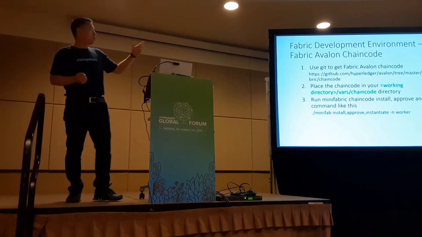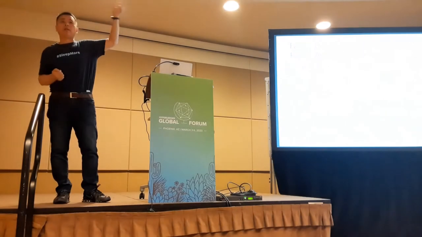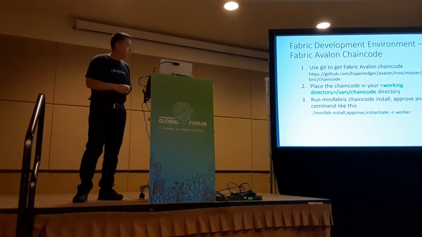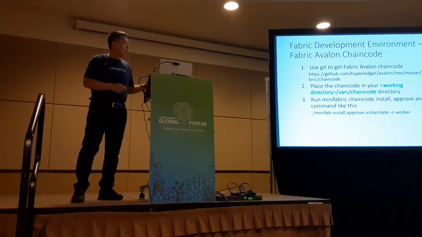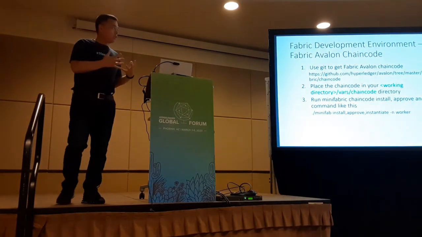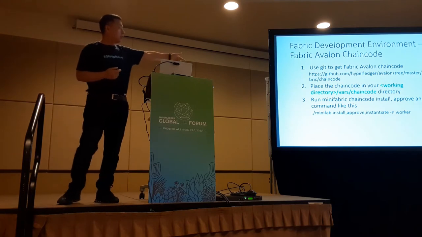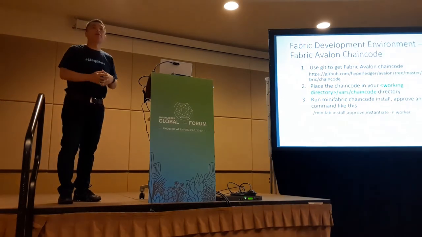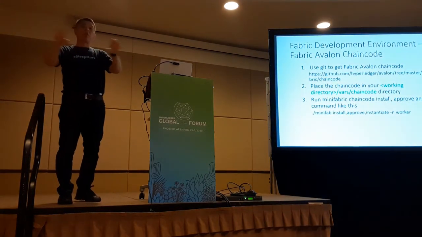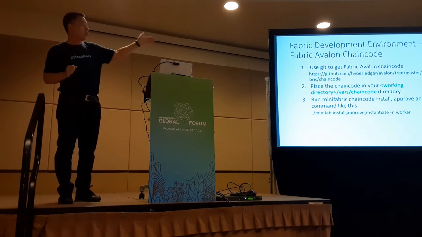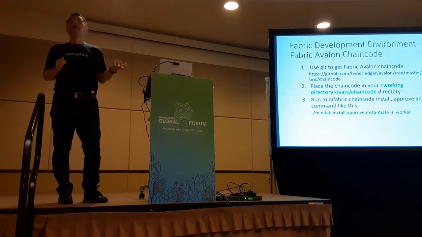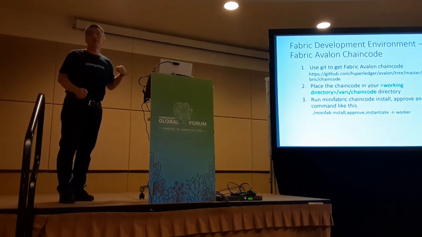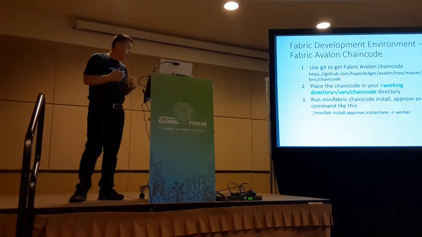The next step is to install the chain code. Those chain codes are publicly available on GitHub. You can get them from these links. If you want to experience all this step by step, you can use the minifab command to install, approve, and commit this chain code. After you finish this, the chain code is available. This step is not specific to Avalon chain code. Any other chain code you develop, you're supposed to go through this process to make them available so you can call them.